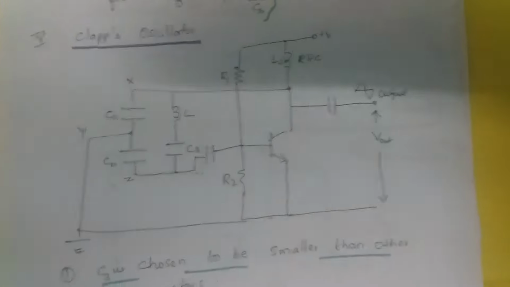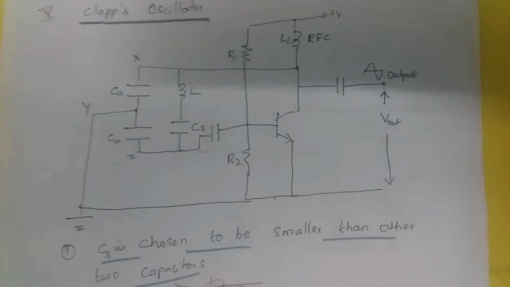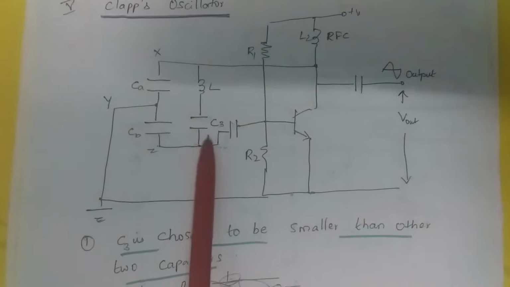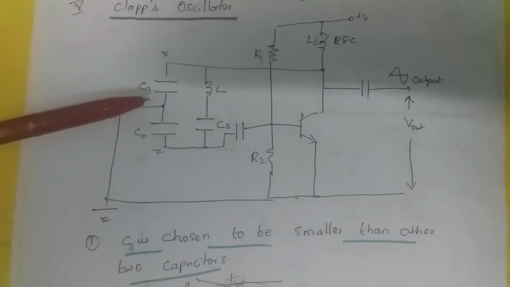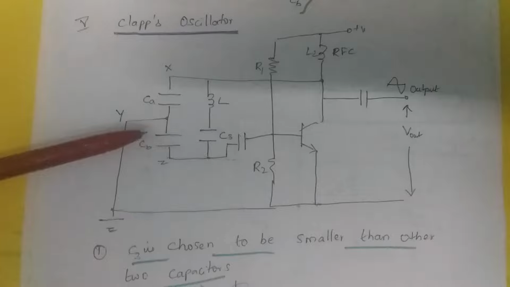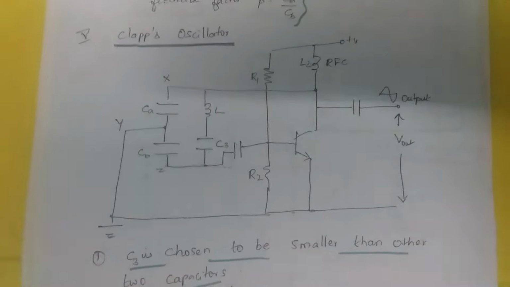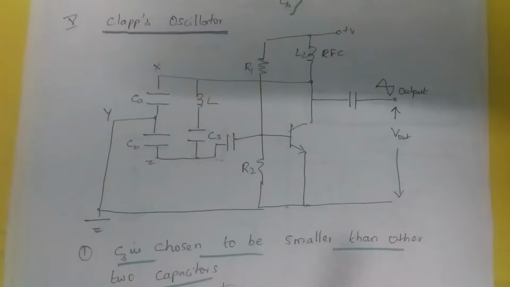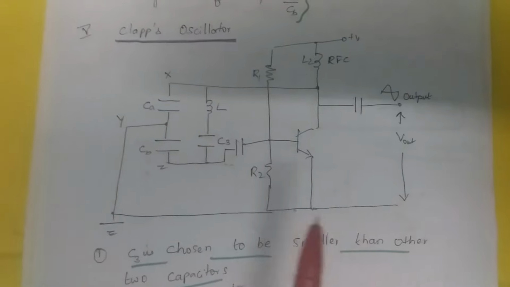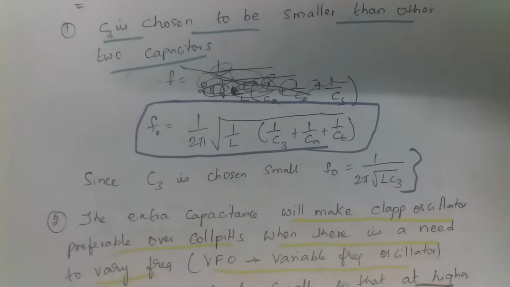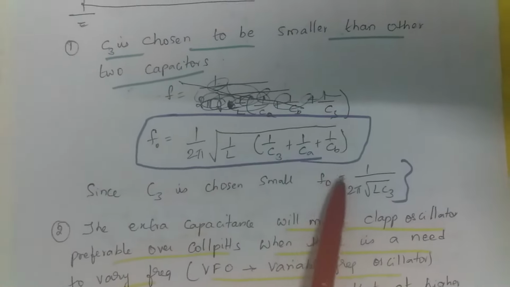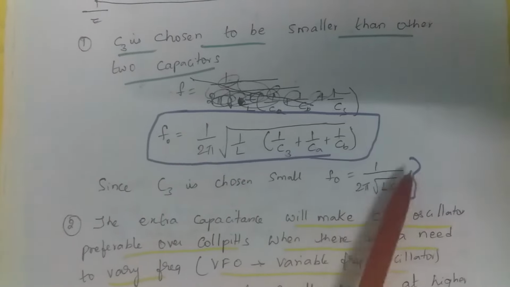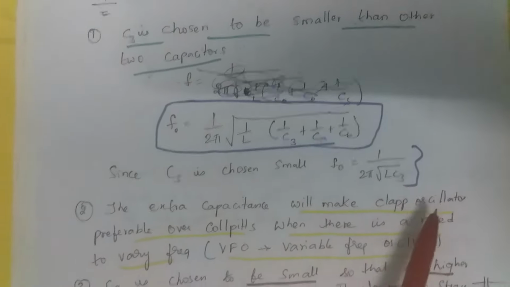If you want to make the Colpitts oscillator variable with frequency, you need to add a small capacitance C3. This is very small. In this case also, XY is 180 degrees out of phase with YZ, and this is providing 180 degree phase shift. The remaining phase shift is provided by the amplifier circuit. So totally 360 degree phase shift is obtained. Since C3 is chosen to be smaller than the other two capacitors, F0 is equal to 1 by 2 pi root of 1 by L into 1 by C3 plus 1 by CA plus 1 by CB. Since C3 is chosen to be small, F0 is equal to 1 by 2 pi root L into C3.